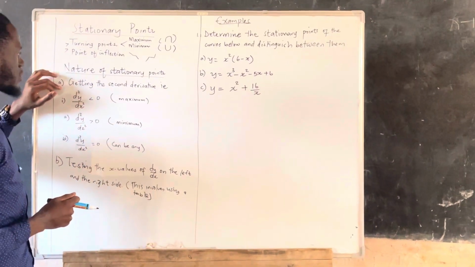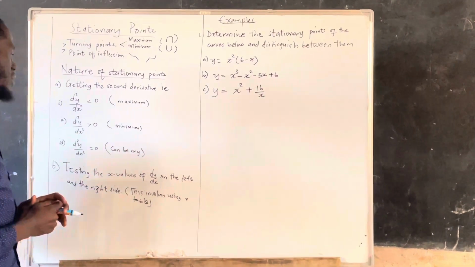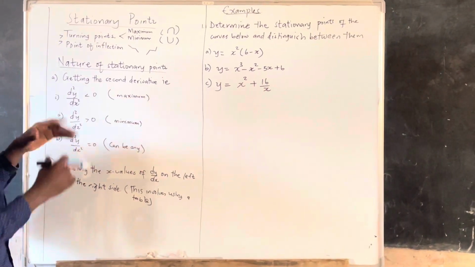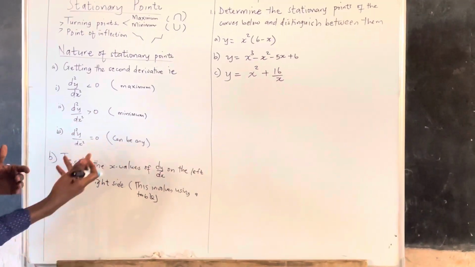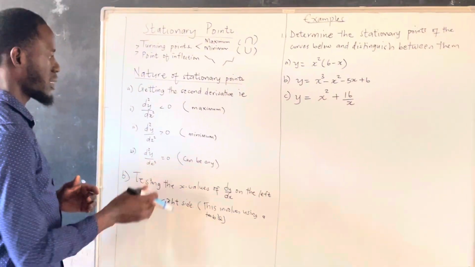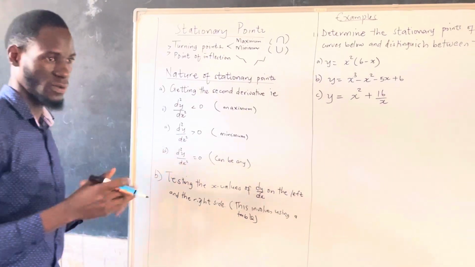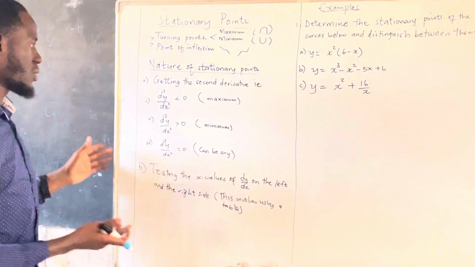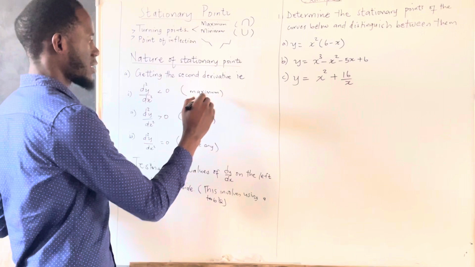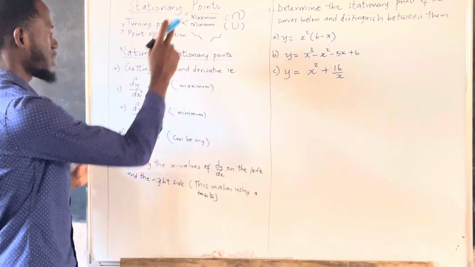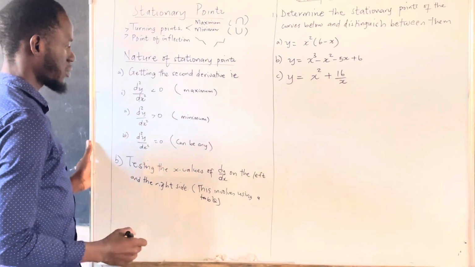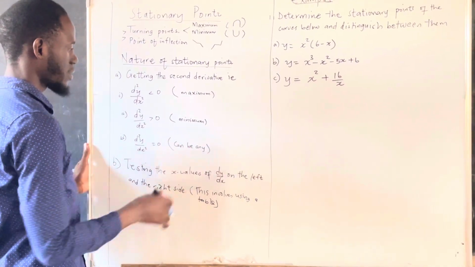The first one, we are going to get the second derivative, that is to say, we differentiate our given curve in the example the first time, then we differentiate the second time, and we substitute in the values of x we get and we see. If it is less than 0, that's automatically going to be a maximum turning point. Then if it is greater than 0, it is going to be a minimum turning point.